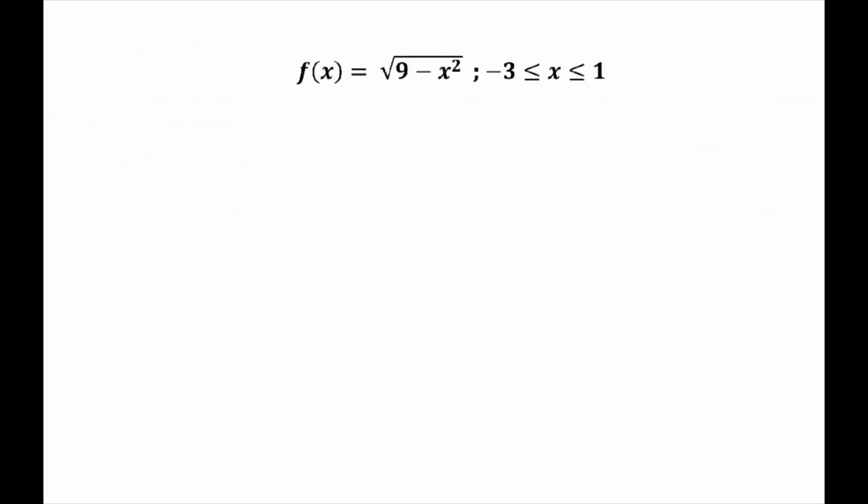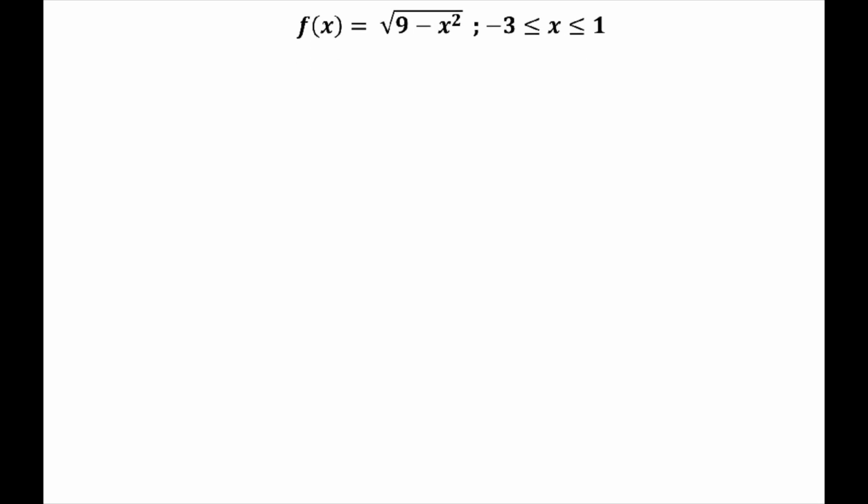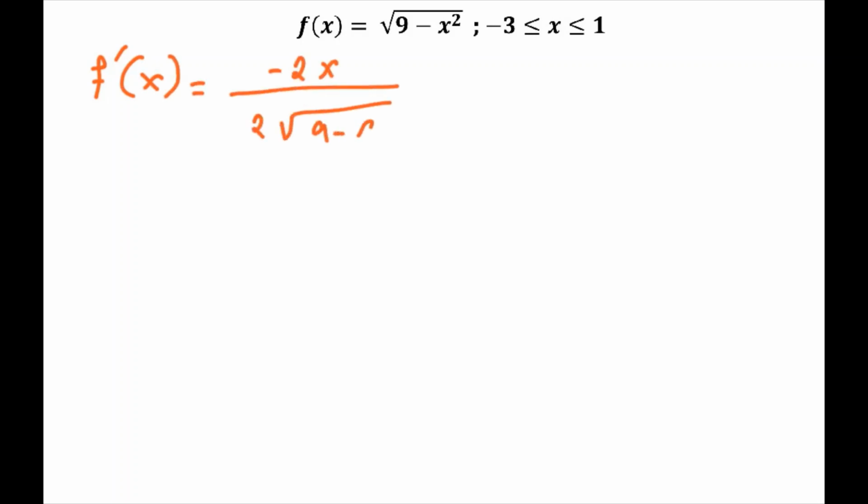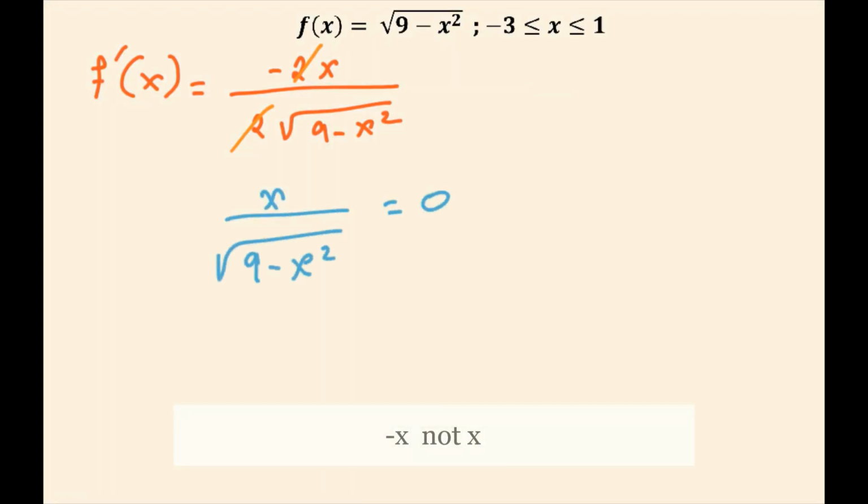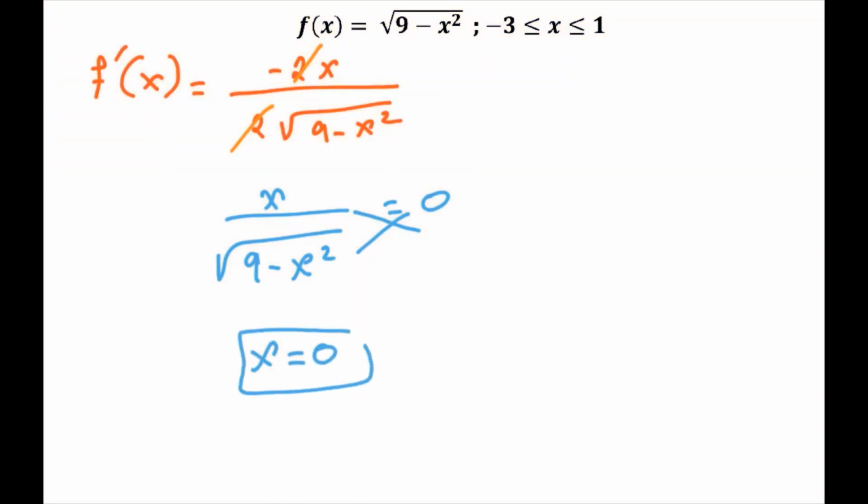Okay, doing the same with this question here, we're going to find the derivative. The derivative of the function will be negative 2x over 2 square root of 9 minus x squared. These two will cancel each other out. And then we will make it equal to 0. So x over square root of 9 minus x squared equal to 0. You cross multiply, so x will be equal to 0. That's going to be my critical point, and it belongs to the interval between negative 3 and 1.